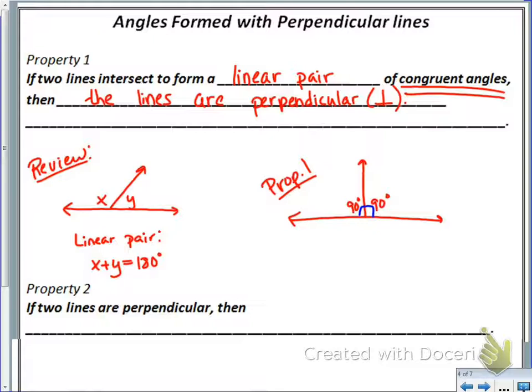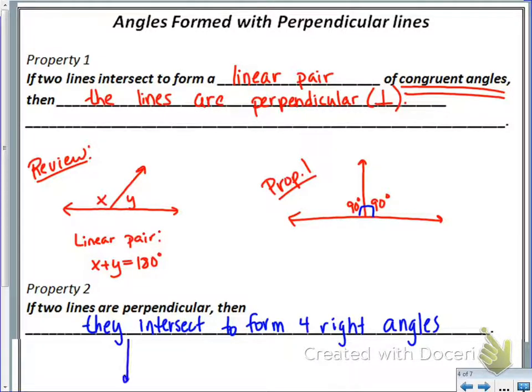Property 2 states if two lines are perpendicular, then they intersect to form four right angles. And that's something that we've learned before. So for example, if we have line A intersecting line B, and A is perpendicular to B, then we can conclude that all of these angles will be right angles.